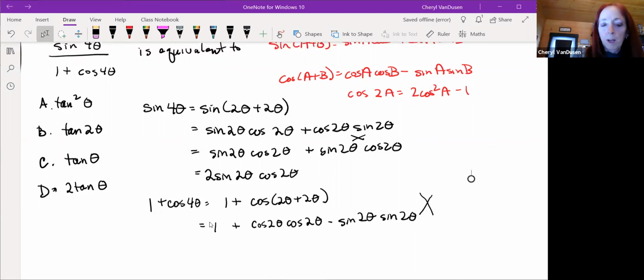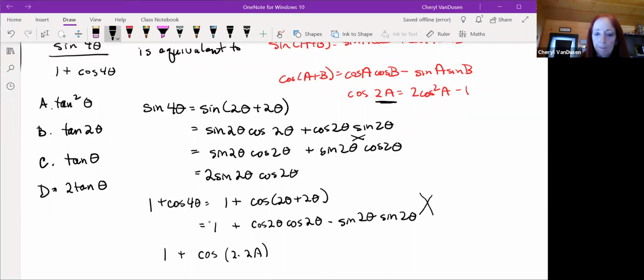So in here, we don't have 2 theta. We have 4 theta. So we're going to have 1 plus cos of 2 times 2A, right? Because we're trying to make it be in this format. So it's a double angle identity, and we're doubling it again. We're doubling the angle inside. So what do we got here? Minus 1. Oops, I forgot my 1 at the beginning. Oh goodness, let me just do a little bit of erasing here. Erase 1 plus.